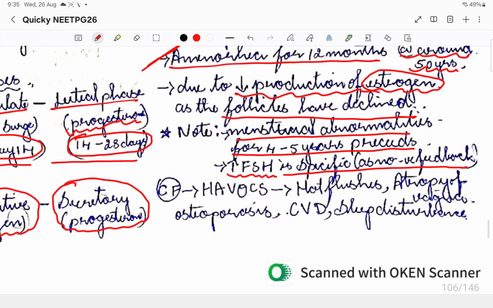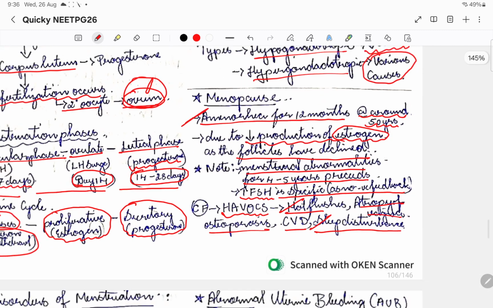So the basic clinical feature, we all would have seen this, is HAVOC. Remember it as HAVOC: hot flushes, atrophy of vagina, osteoporosis, CVD, or sleep disturbances will be there. Most of the cases that come to our hospitals with postmenopausal symptoms are sleep disturbance and hot flushes.